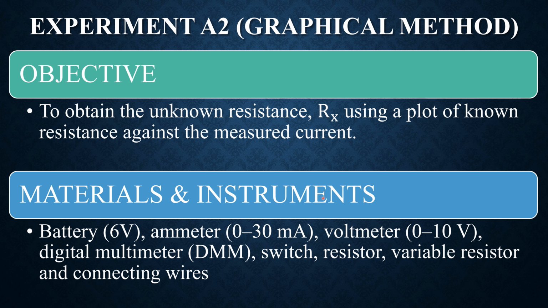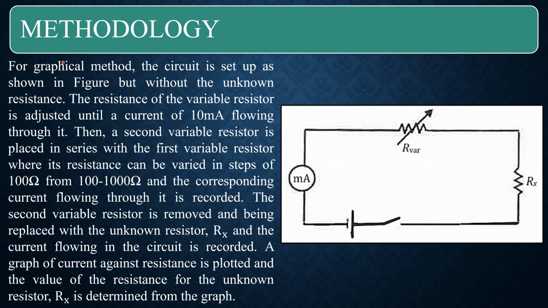the measured current. So the materials and instruments we are going to use include battery of 6 volt, ammeter which can measure a range of 0 to 30 milliampere, voltmeter 0 to 10 volt, digital multimeter, switch, a resistor, a variable resistor, and also connecting wires. So next, I'm going to talk about what are the procedure we are going to have for this experiment.